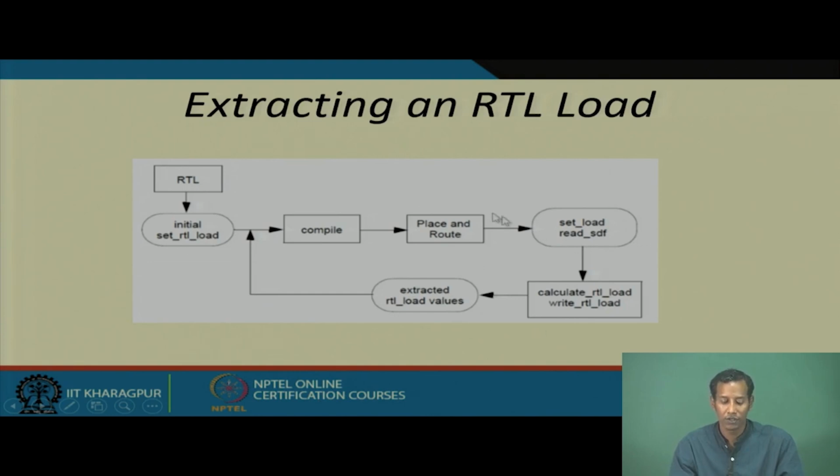This is how, in physical design, we follow the steps for timing analysis. You have the RTL. First you set the RTL load, then you compile, do the place and route, and then you read the corresponding standard delay format SDF file, calculate the RTL load, write the RTL load, and then again extract the RTL load values. Extracted means all this C and R, depending on the wire load model you have chosen.